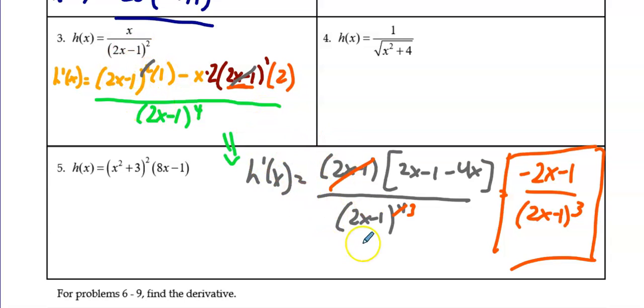Never ever simplify the bottom. Sometimes it will cancel out. Most times just leave it be. You can leave it be.